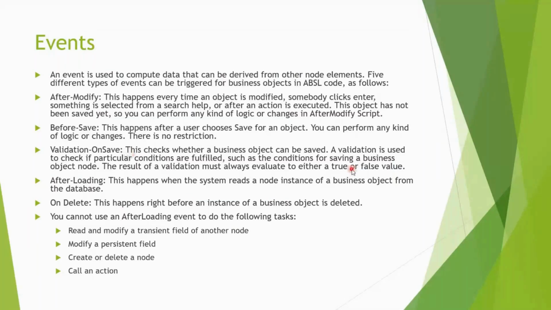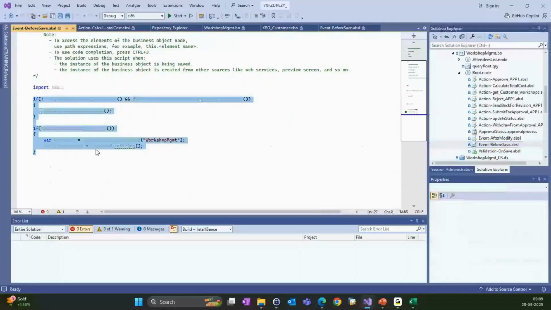What I mean is, in the event before save, we are not returning anything. We are updating this number ID value, and then calculating the cost here. Okay, I'll just show you an example. It would be better.